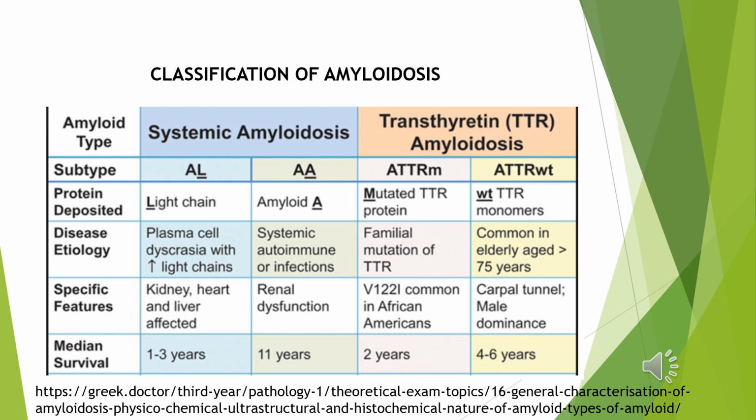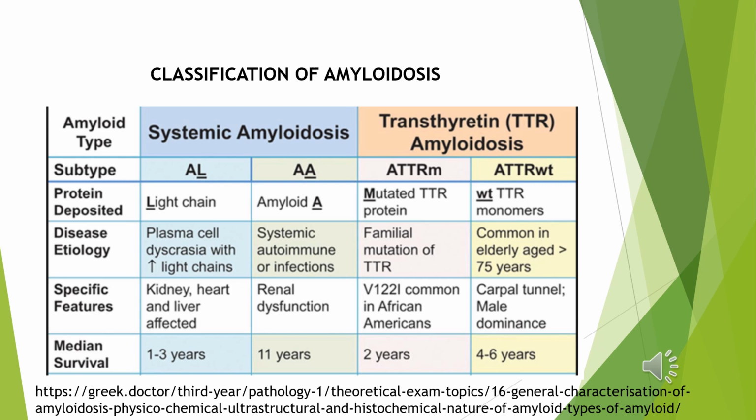Now, the disease etiology of AL amyloidosis, as I've mentioned before, is some sort of plasma cell dyscrasia, which leads to an increase in the immunoglobulin light chain, and that is going to affect multiple organs. For example, it will affect the kidney, heart, and liver majorly. And the median survival of AL amyloidosis is 1 to 3 years, sadly.